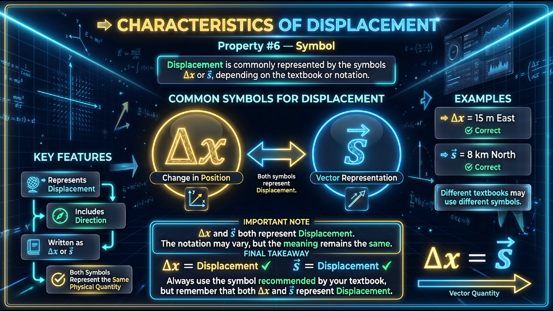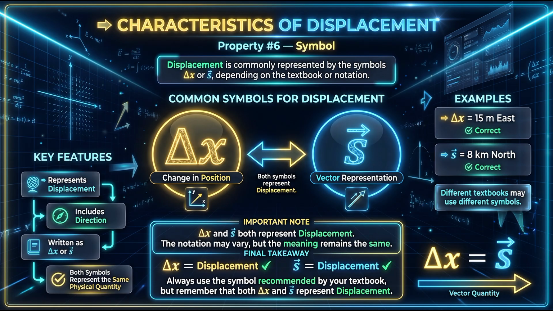In both cases, the displacement is identical because both symbols represent the same change in position. The reason different symbols are used is that different authors, educational boards, and universities follow different notations. Some prefer x because it directly shows a change in position, while others use s to emphasize that displacement is a vector. Both notations are internationally accepted, and there is no difference in their physical meaning.